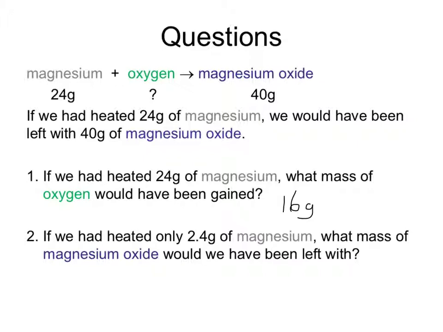But if we'd only heated 2.4 grams of magnesium, what mass of magnesium oxide would I have made? Well, 24 grams makes me 40 grams of magnesium oxide. So if I'd only used 2.4 grams, that's 1/10 of the amount, I'd have only got 1/10 of the amount of the magnesium oxide, which by logic would be 4.0 grams.